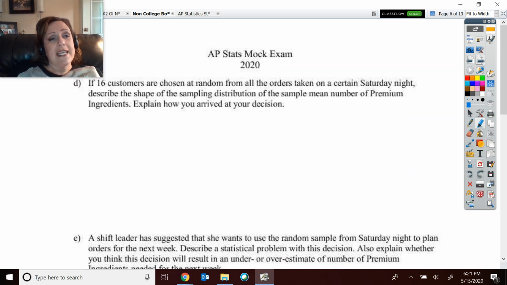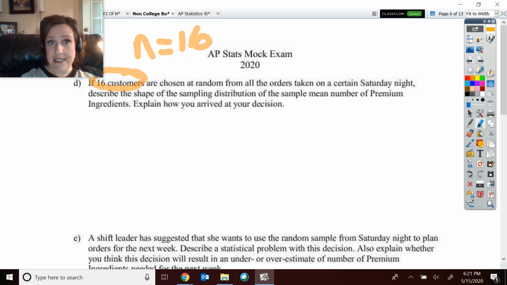The next question says, if 16 customers are chosen at random, so that means we have a sample of size 16, from all the orders taken on a certain Saturday night, describe the shape of the sampling distribution of sample means, x-bars, of the number of premium ingredients. Explain how you arrived at your decision.